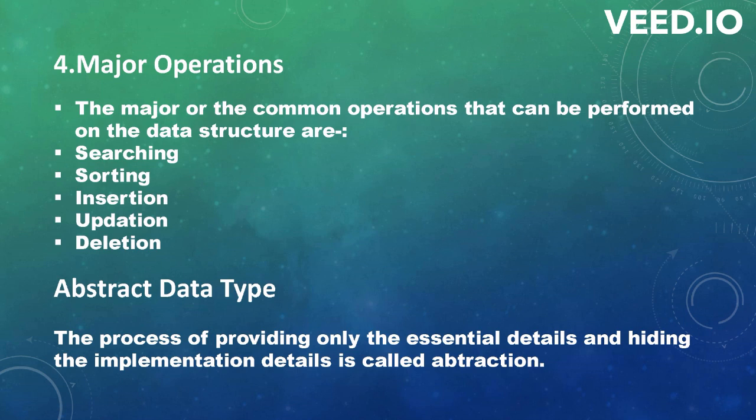So what is abstract data type? The process of providing only the essential details and hiding the implementation details is called abstraction, where the developers only provide the essential details, what is required by the user, that's all. They don't provide what they used for developing the particular program or code, as that is not required by the user. So they hide the implementation details and provide only the essential details for the user.